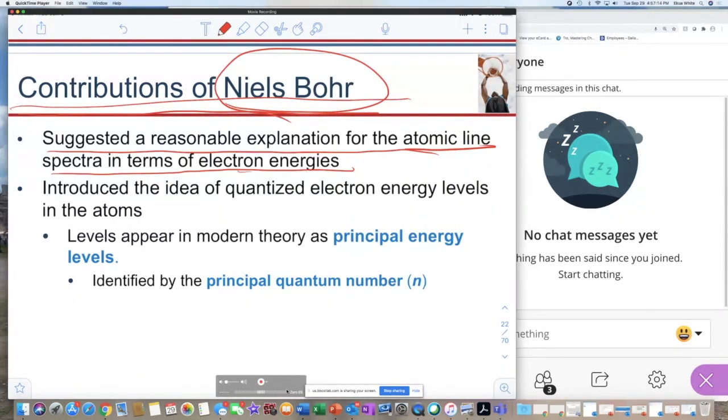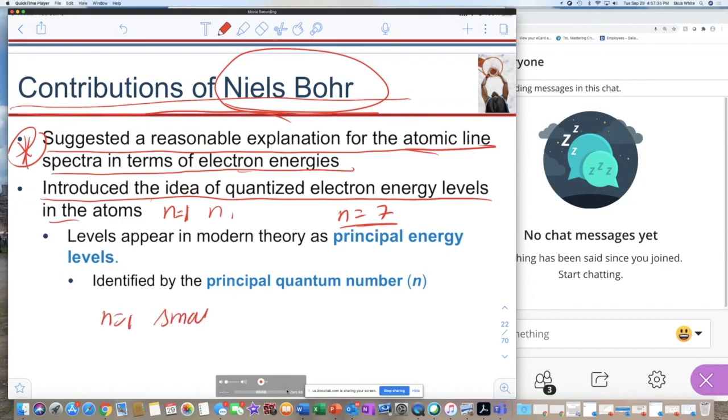But the idea is, this is one of the things he came up with. He introduced the ideas of quantized electron energy levels. Those different n values were energy levels, with n equals one being the smallest one and n equals seven being larger than n equals one. He told us that n equals one is the smallest energy level, and as the n value increases, we have a greater energy level. We would never have known about the idea of energy levels in the orbit if it wasn't for Bohr. So we're giving him credit. Good job, Bohr. You get an award for the following things.